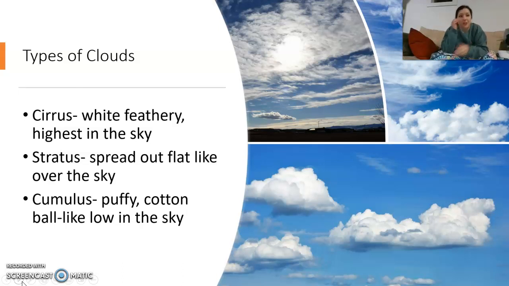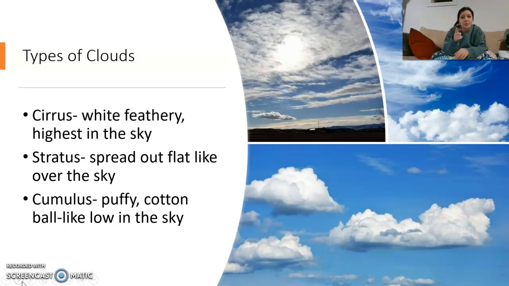So next we're going to talk about types of clouds. There's cirrus, which is white, feathery, highest. They're the ones that are way up in the sky, high up in the sky. Then you have stratus, which are spread out flat over the sky. So your cirrus ones are going to be like these top right corner in here. It's kind of like the wispy, feathery looking ones.